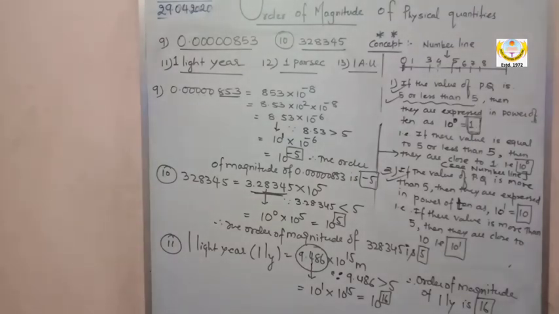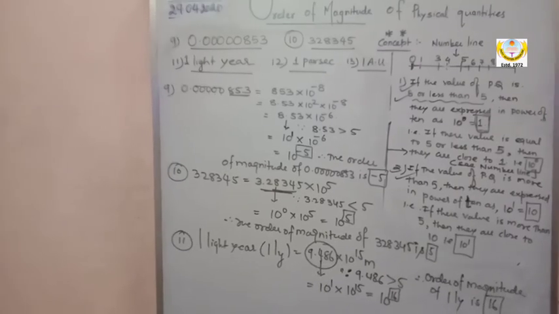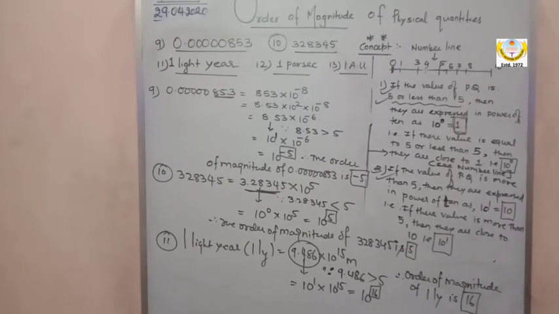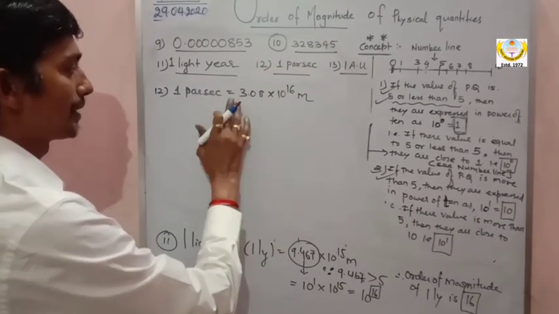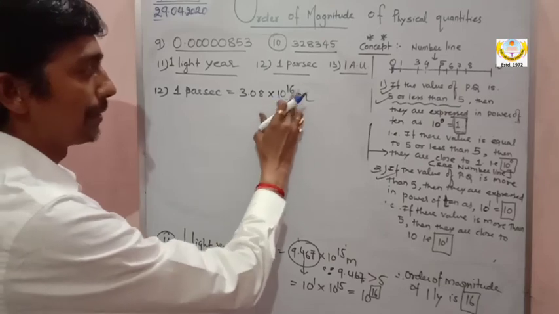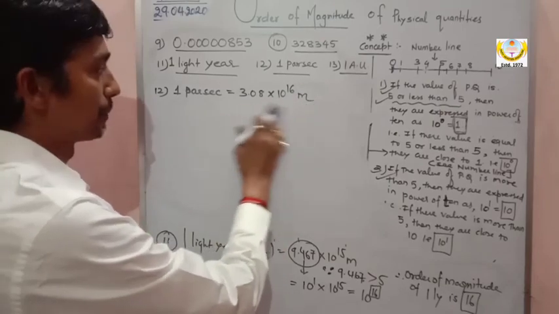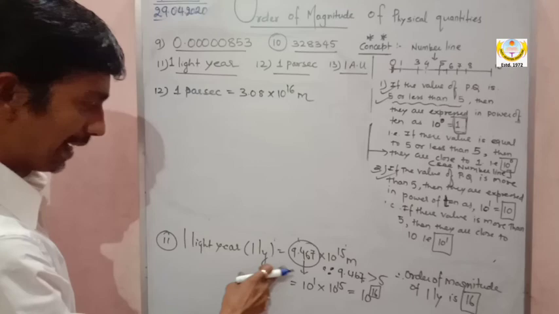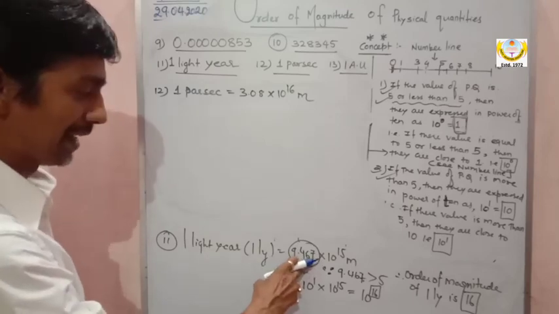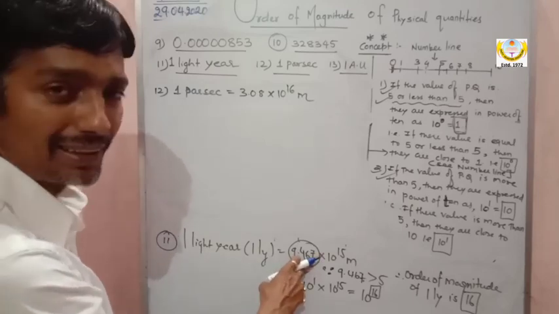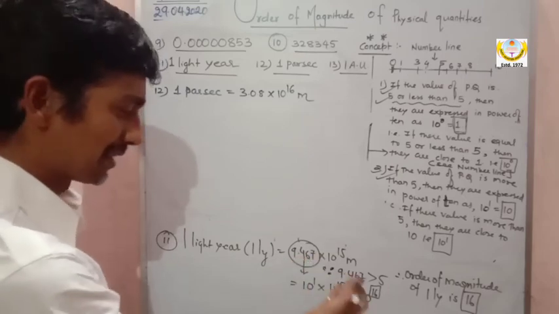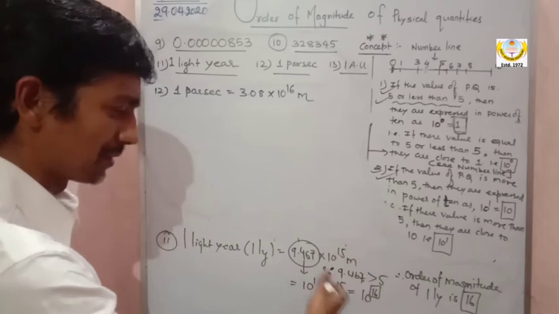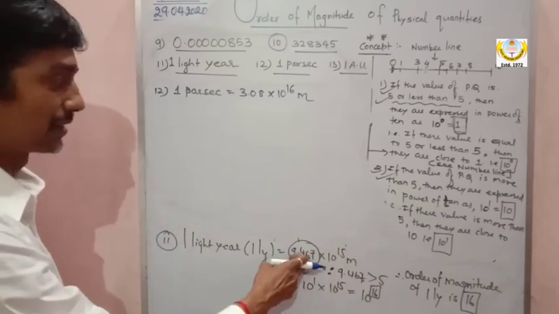Similarly, my dear, we can find the order of magnitude for 1 parsec and 1 AU also. Now look at the last two examples. 1 parsec is nothing but 3.08 into 10 power 16 meter. In 1 light year I have written 9.486, but it is 9.467, which is greater than 5. The answer is the same, but make a note of that.